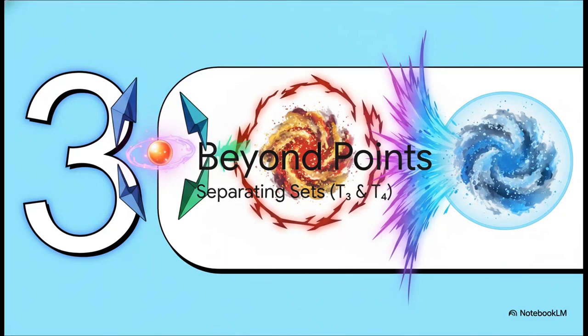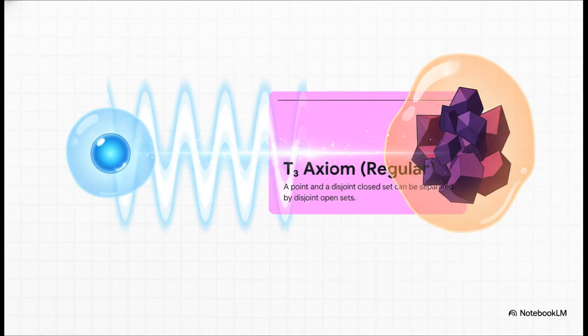All right, pretty cool. We've mastered separating one point from another point. But let's be real, the universe isn't just made of lonely individual points. What about more complicated stuff? What if we need to separate a single point from a whole crowd of points? Or even separate two different crowds from each other? Time to climb higher. And that brings us to the T3 axiom, which defines what's called a regular space.